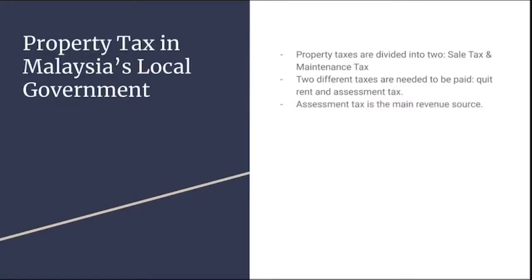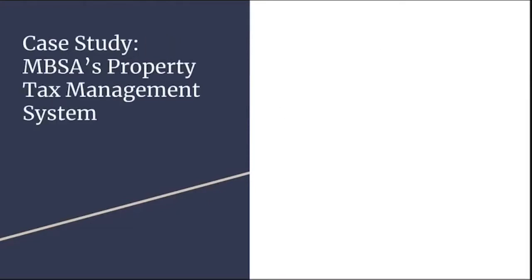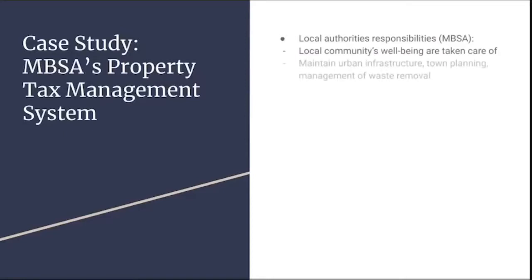The assessment tax is the main revenue source for local authorities, as these taxes are used to maintain the local infrastructure and the services of the local community. Moving on to the case study, which is the MBSA's property tax management system. First, we need to know MBSA's responsibilities. They are responsible for taking care of the local community's well-being in terms of maintaining local infrastructure and urban infrastructure. This is where the assessment tax helps them. Also, they are responsible for town planning, management of waste removal, and many more.